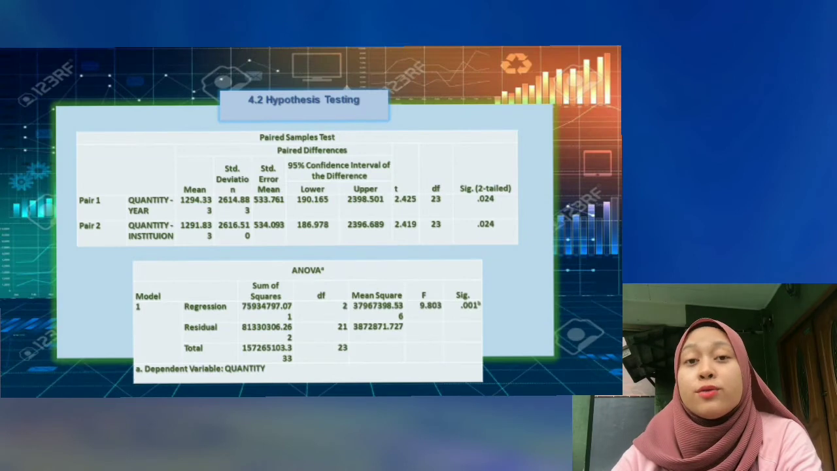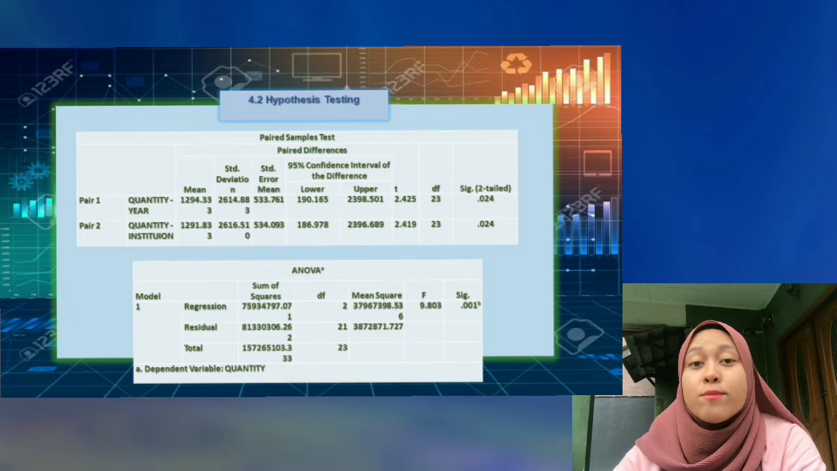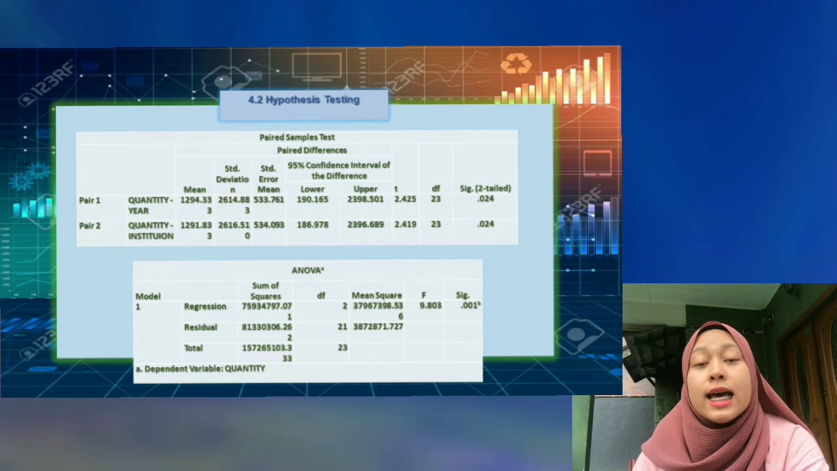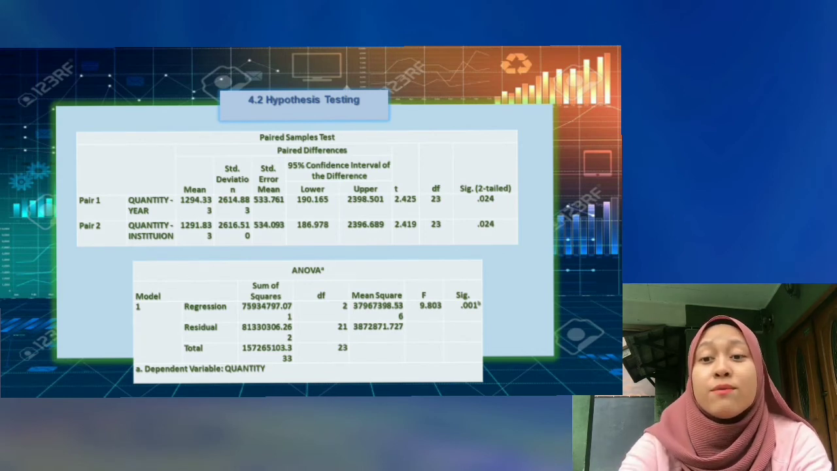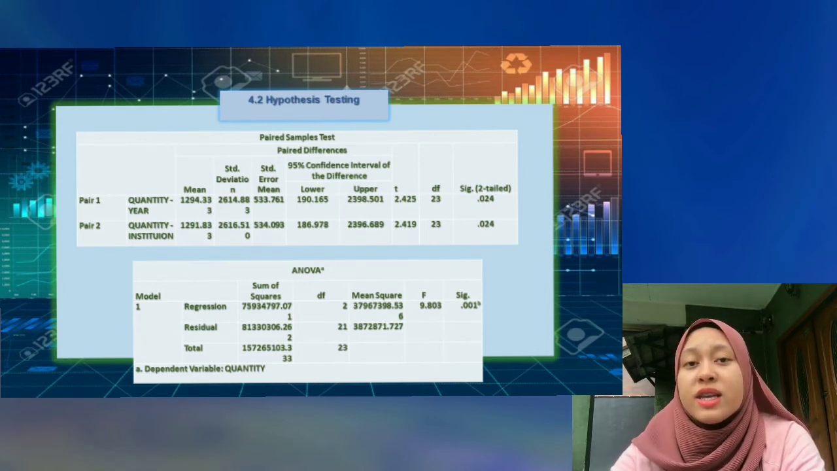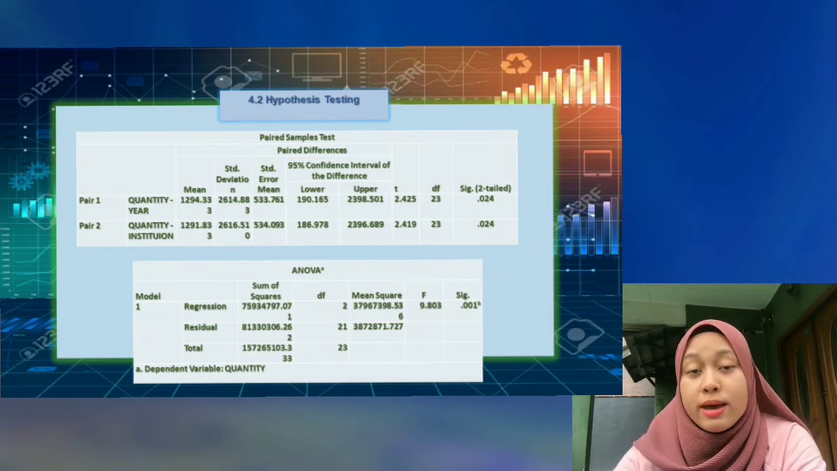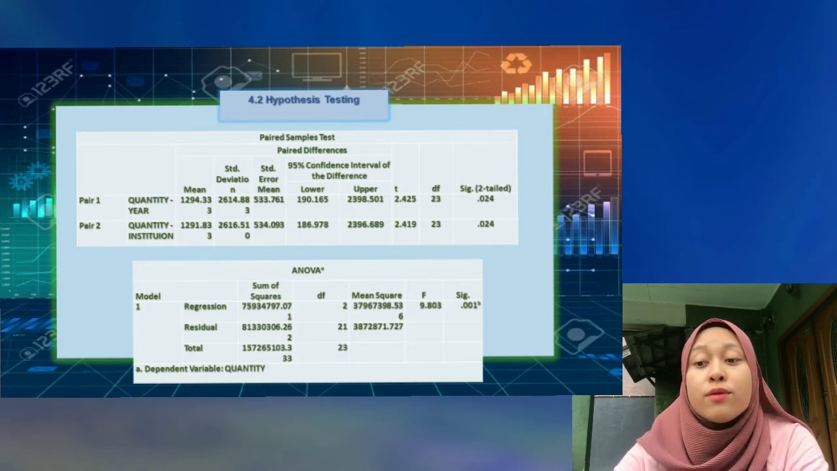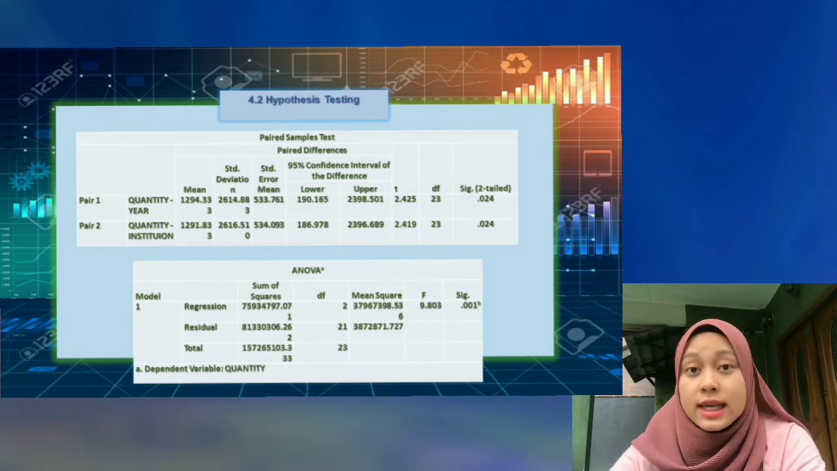Next, we will move on to 4.2, which is hypothesis testing. For hypothesis testing, I'm using two tests: first is the paired sample test and second is the ANOVA test. For the paired sample test in SPSS, I ran two pairs. Pair 1 is quantity and year, and pair 2 is quantity and institution. As we can see, the means from the paired sample test for pair 1 and pair 2 show different results from the means in ANOVA.